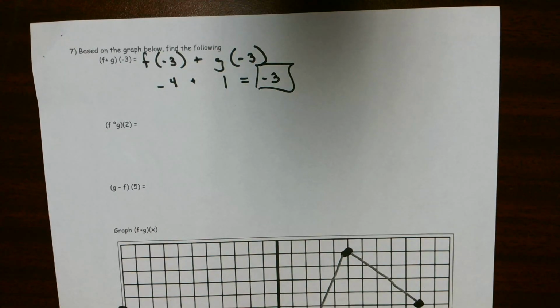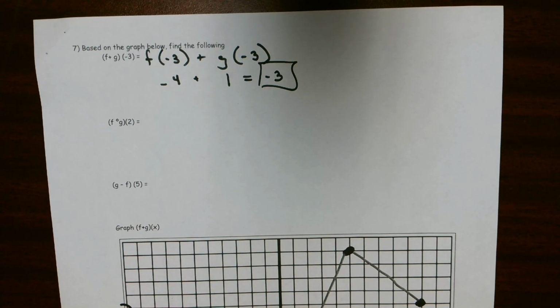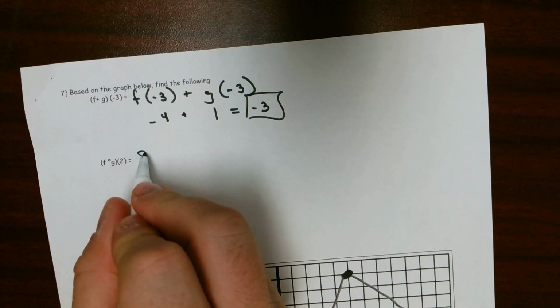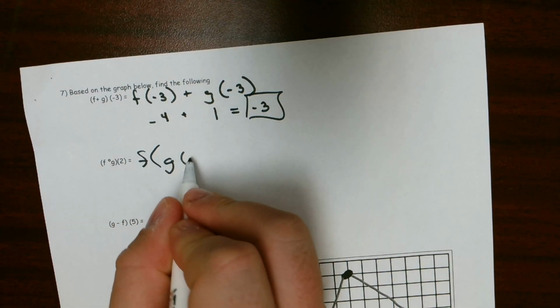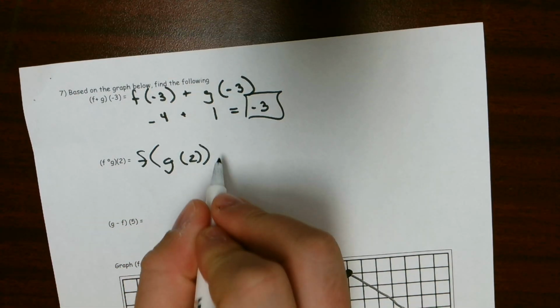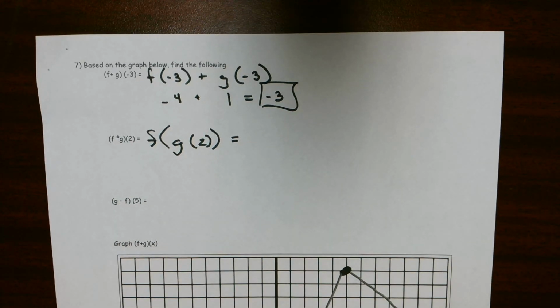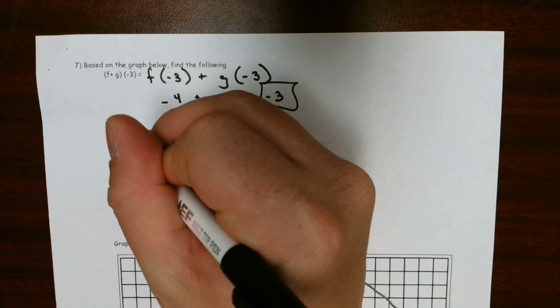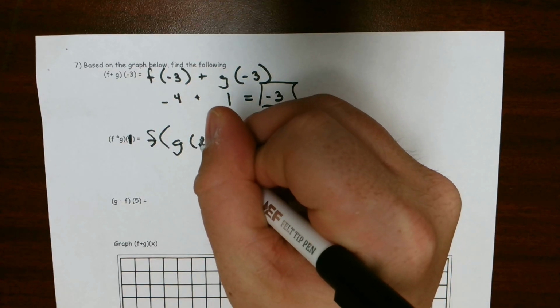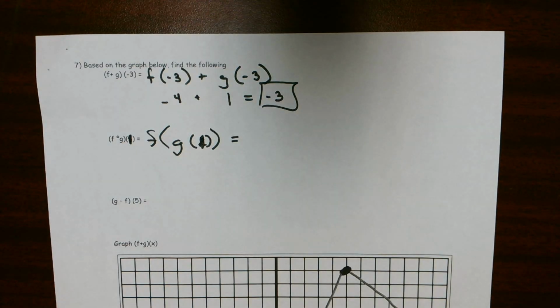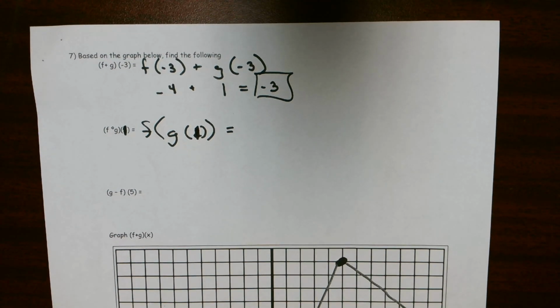Okay, now let's do f of g of 2. So f of g of 2. So remember, we're working our way inside out. Actually, you know what I'm going to do is I'm going to change this 2 to 1, folks. We're going to make things a little easier on ourselves so we can see it. Let's change this 2 to 1. Let's just alter the example so we can see it a little bit better.